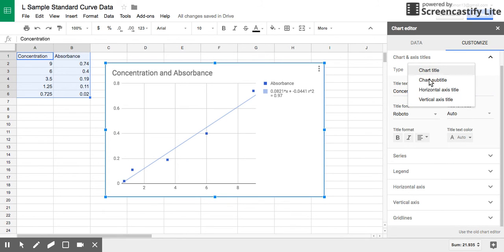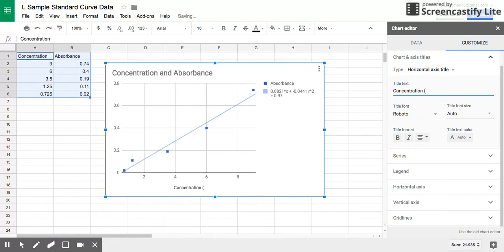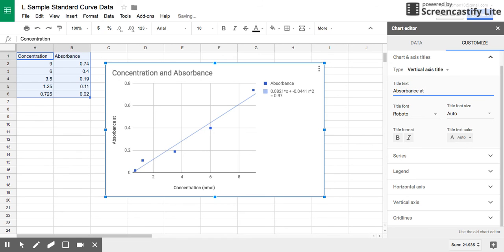And if I want to have a horizontal axis title, I can say concentration. Maybe this is in nanomolars or something. And I can change my vertical axis title to absorbance. I don't know what absorbance this is, but let's say 410 nanometers. Okay, so all of your graphs should have axes titles.